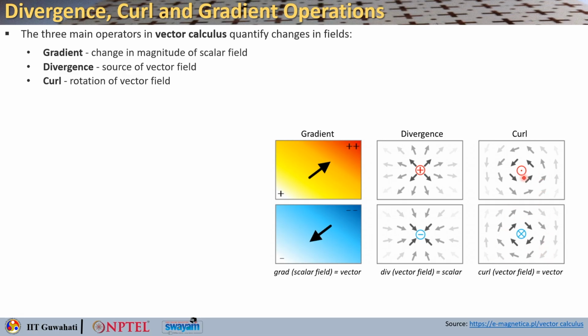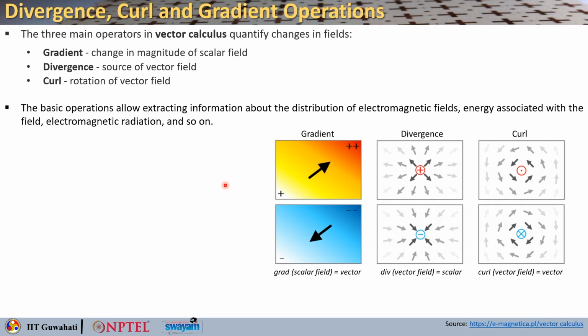So, this tells you the arrow coming out of the plane, this tells you about the arrow that goes inside the plane. Okay. So, the basic operations basically allow extracting information about the distribution of electromagnetic fields, energy associated with the fields, electromagnetic radiation, and so on. So, the four Maxwell's equations are typically going to be written in this vector calculus form.